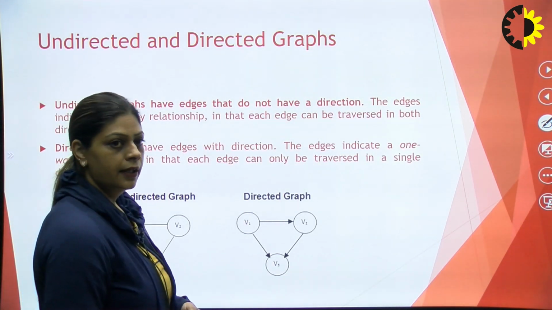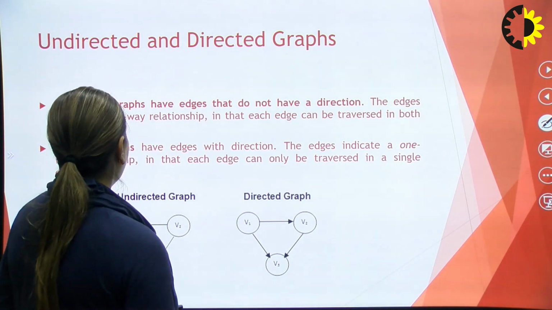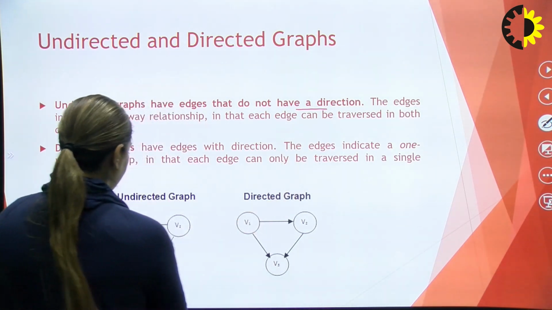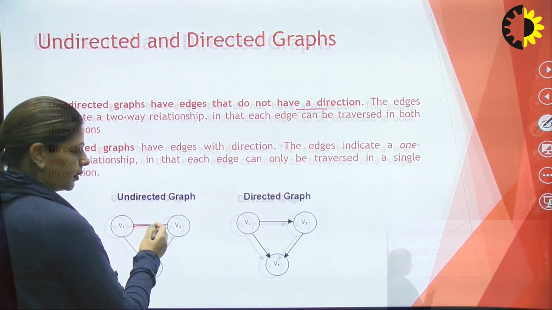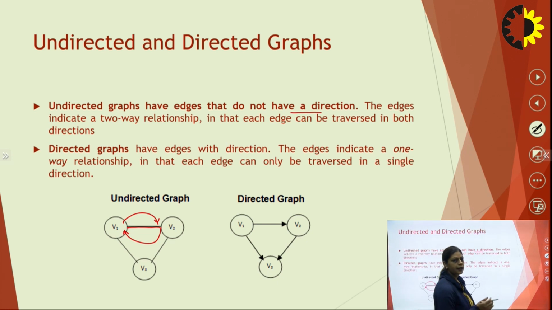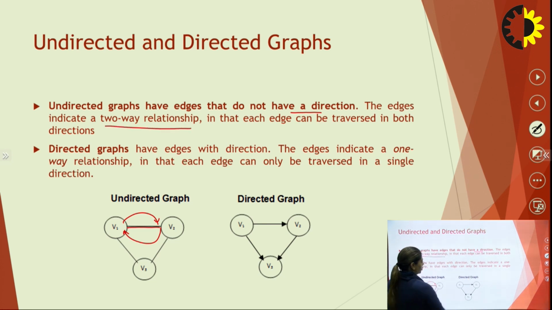Undirected graphs and directed graphs. Undirected graphs have edges that do not have a direction, like we are making this a straight line. This doesn't mean that we cannot tell whether the line is going from here to here or here to here. So we consider it as bidirectional, right? The first object is connected to the second object and the second object is also related to the first object, right? The edges indicate two-way relationships, in that an edge can be traversed in both directions, right?